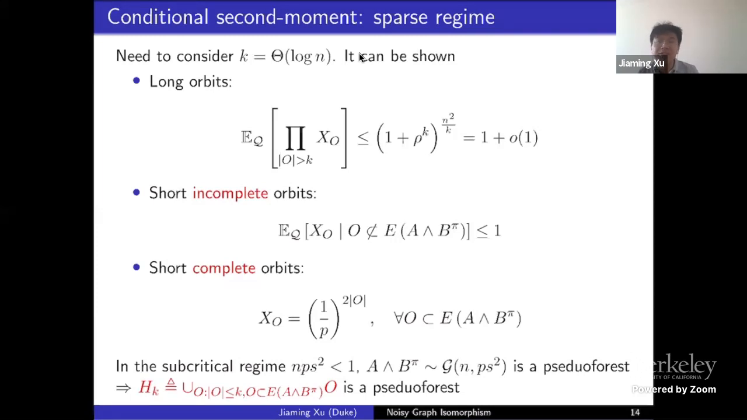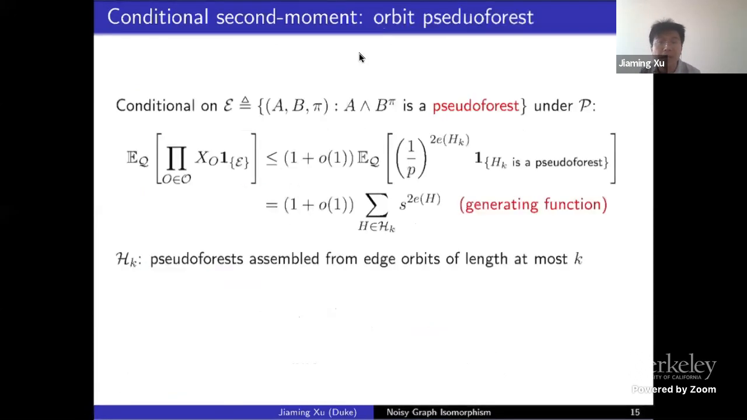So we're going to use this pseudoforest constraint to control the expected value of the product of X_O for short complete orbits. Conditional on this high probability event that the intersection graph is a pseudoforest under P, we're able to bound the expected value of the product of X_O for those short orbits. This can be upper bounded by just the generating function of the pseudoforests that can be generated from the edge orbits of length at most k.